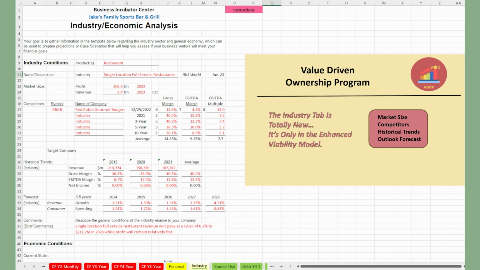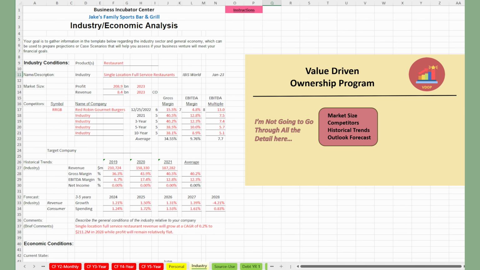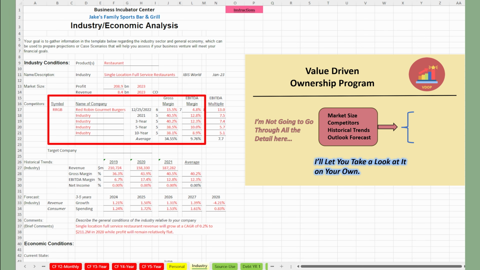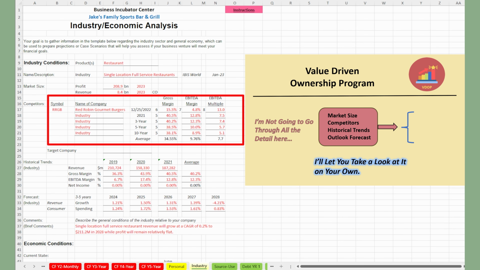The Industry tab is totally new. This tab feeds reports in the model, and it also feeds the business plan. I'm not going to go through all the detail on this tab. I'll let you take a look at that on your own. I'll just hit on a few quick items here so you can see how this works.